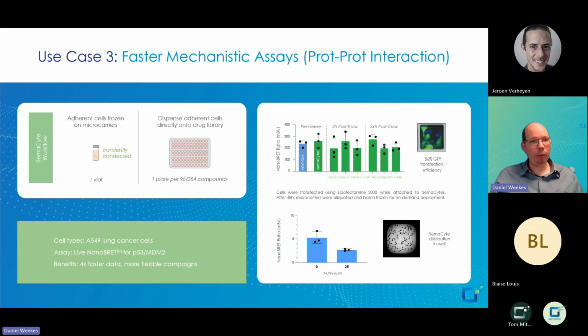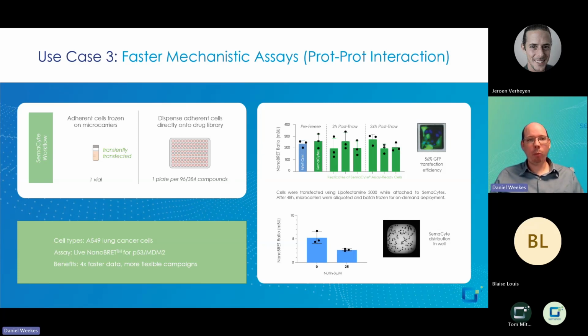With SemaCytes, what we've done is load A549 cells onto the SemaCytes, transfect them, allow time for the transfection to work, and then freeze the cell-loaded SemaCytes. So we've produced an assay-ready adherent cell bank of NanoBRET transfected cells, and the assay we're using is looking at the interaction between P53 and its ubiquitin ligase MDM2.